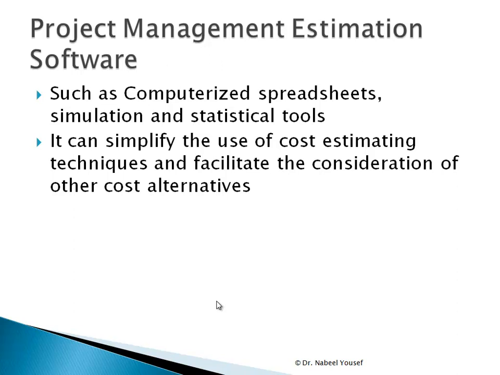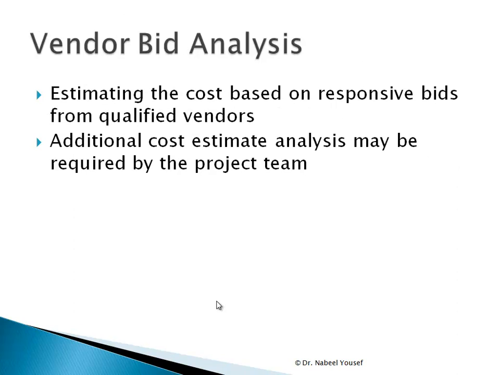Once you have the time to do that, then you will have different alternatives or costs to consider. And then we have the vendor bid analysis as a method, which is estimating the cost based on responsive bids from qualified vendors. Additional cost estimate analysis may be required by the project team to make sure that the estimated cost that was given by the vendor is acceptable and within range for the organization.